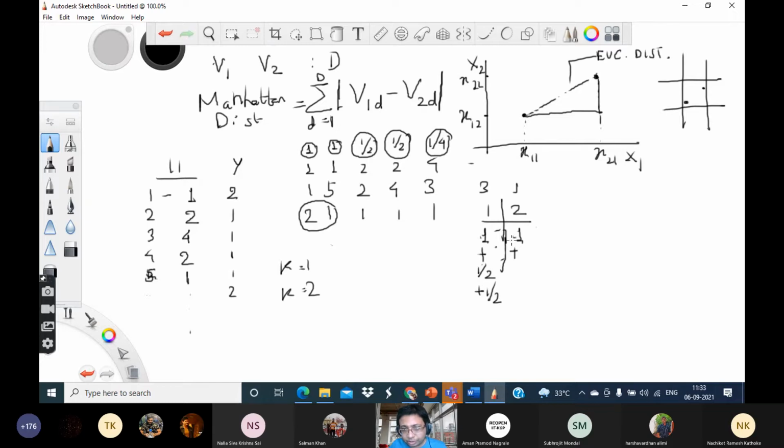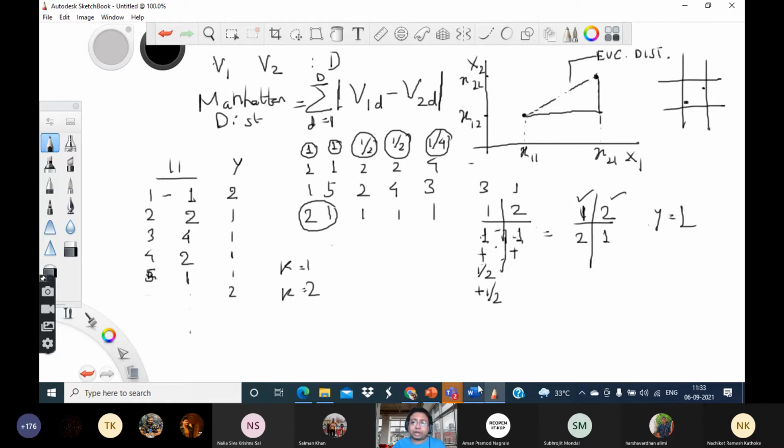So now what is my scoreboard? My scoreboard is now 1, 2. Class 1 has now got 1 plus half, equal to 2 votes. Class 2 has got only 1 vote here. So the tie is already resolved. Class 1 has got 2 weighted votes, class 2 has got 1 weighted vote. So I say that y equals class 1.